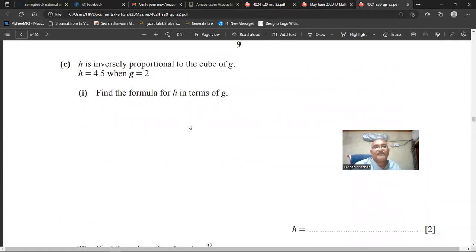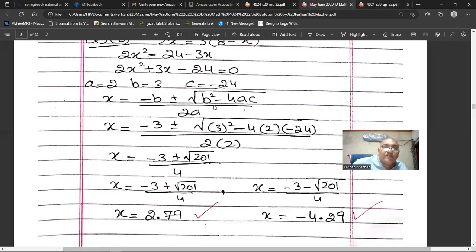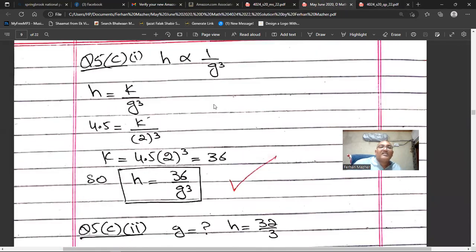H is inversely proportional to the cube of G. So H is proportional to 1 by G raised to power 3. He says H is 4.5 and G is 2. Find the formula for H in terms of G. So very simple. Let me show you how this is done.